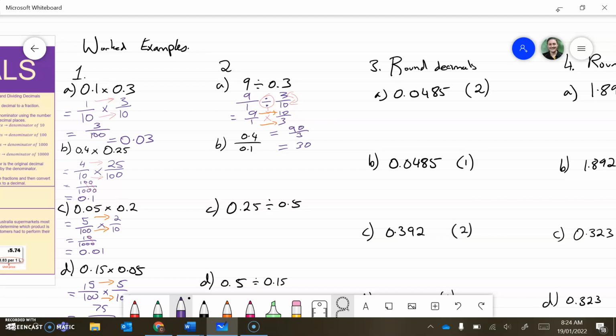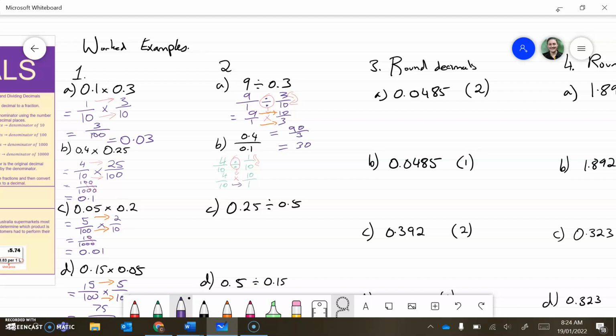Okay, our second one here, we've got 0.4 over 0.1. So remember, if it's written in fraction form, that also means division. So 0.4 as a fraction is 4 tenths, divided by 0.1 as a fraction is 1 tenth. So again, it's a fraction, so we're going to switch and flip. So we've got 4 tenths times 10 over 1.